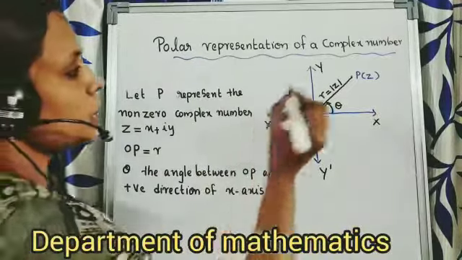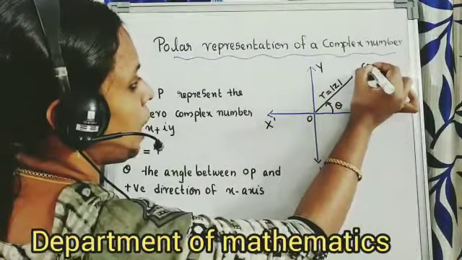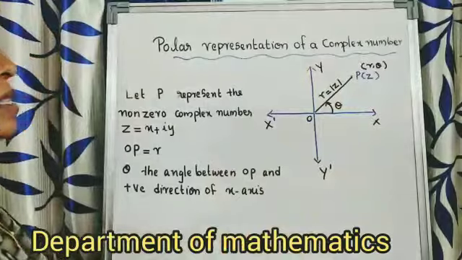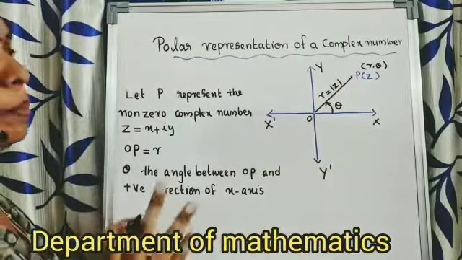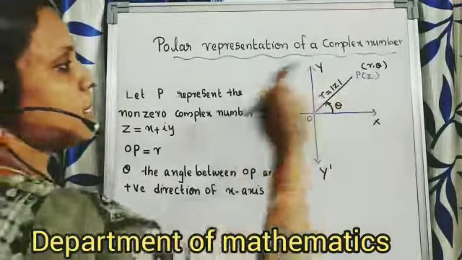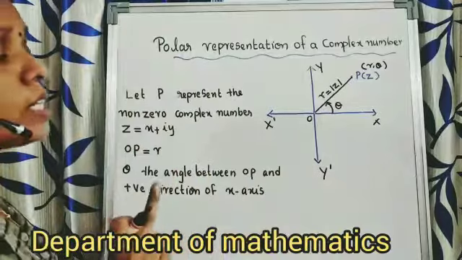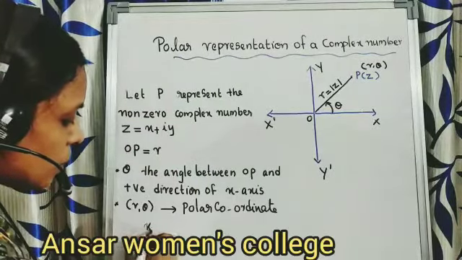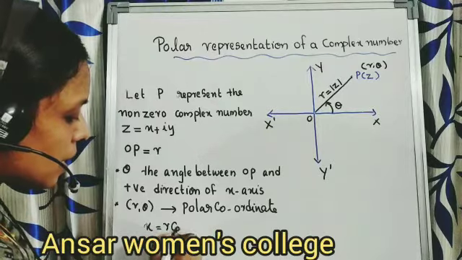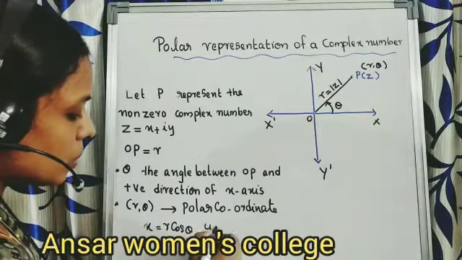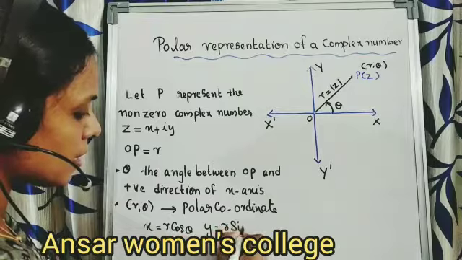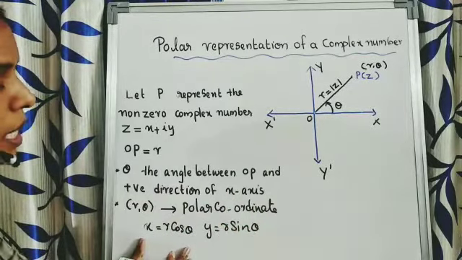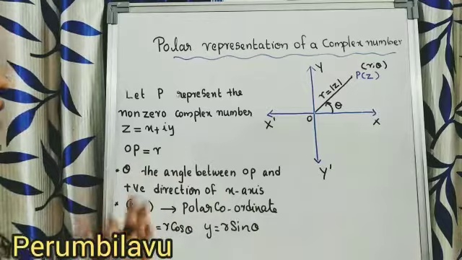Here the coordinate of P is r comma theta. The point r theta is known as the polar coordinate of P. In polar coordinates, we take x is equal to r cos theta and y is equal to r sin theta.